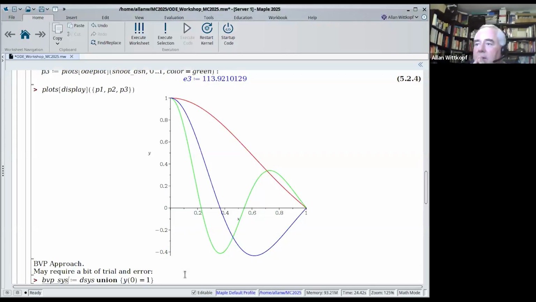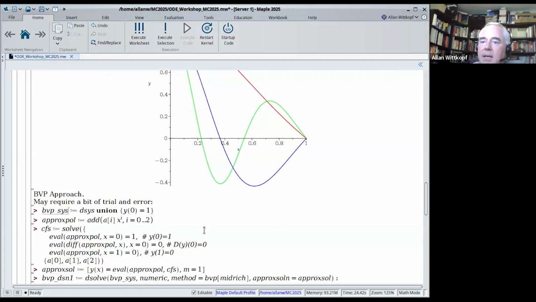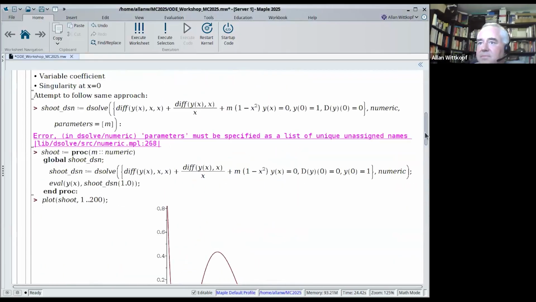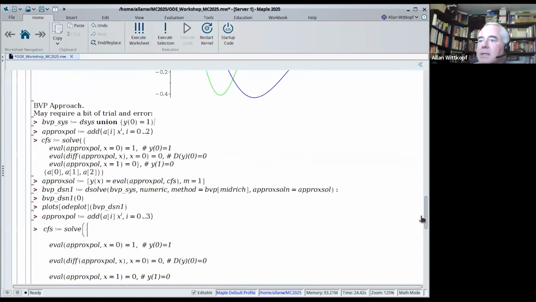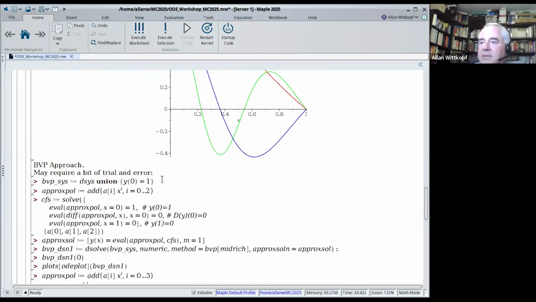Right. Okay, so BVP approach. This is, for a model like this, a bit more trial and error involved. Okay, so again, in this case, our BVP problem was defined with the slope at 0 being 0 and the value at 1 being 0. So our normalization condition has to be something that we haven't already specified. So for the normalization condition, and I should have mentioned this in the prior one, we choose y of 0 is 1.